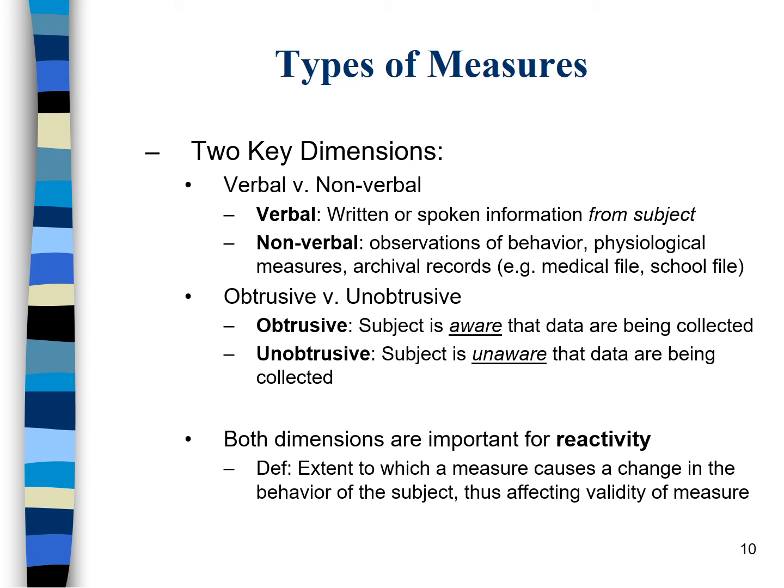All right, so both of these dimensions, the verbal, nonverbal, as well as the obtrusive, unobtrusive dimensions, are important for a key term that we talk about in research, which is known as reactivity. What is reactivity? Well, reactivity is the extent to which a measure causes a change in the behavior of the subject. What do I mean by that?